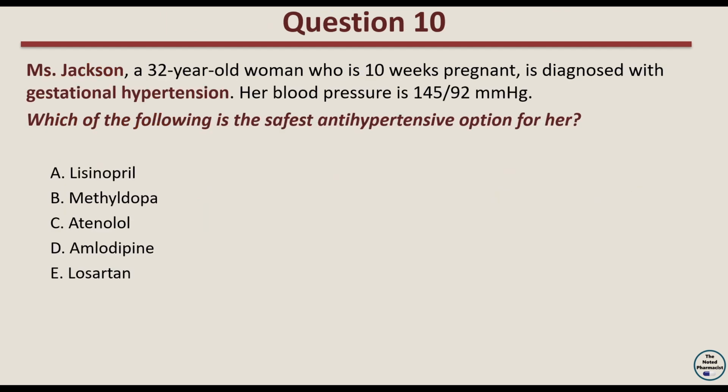Question 10. Ms. Jackson, a 32-year-old woman who is 10 weeks pregnant, is diagnosed with gestational hypertension. Her blood pressure is 145/92 mmHg. Which of the following is the safest antihypertensive option for her? Option A, lisinopril. Option B, methyldopa. Option C, atenolol. Option D, amlodipine. Option E, losartan.